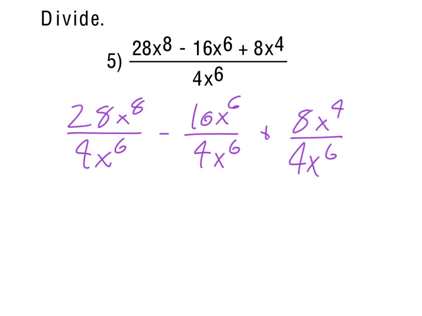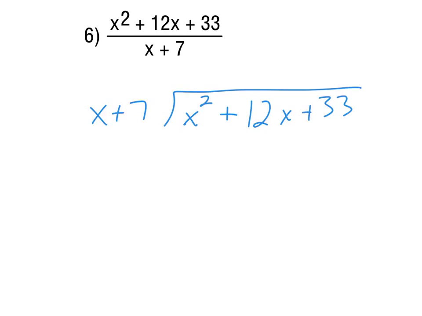Here we're just dividing the trinomial by a monomial, so we divide each term by the monomial. So we get 7x to the second minus 4 plus 2 over x squared.